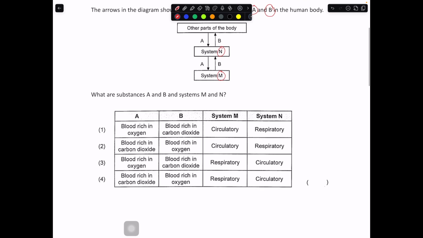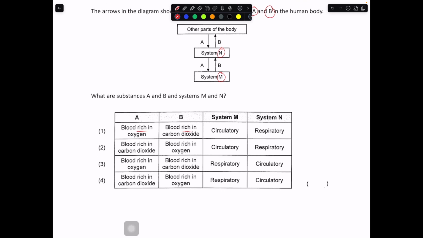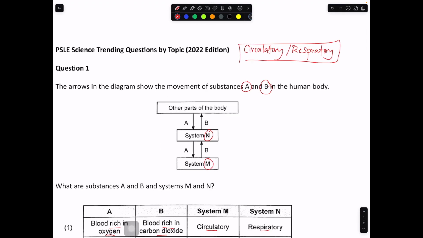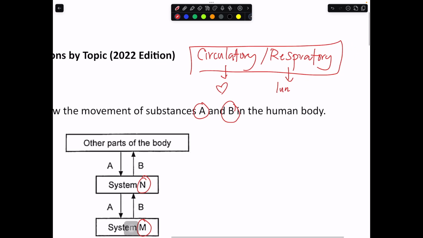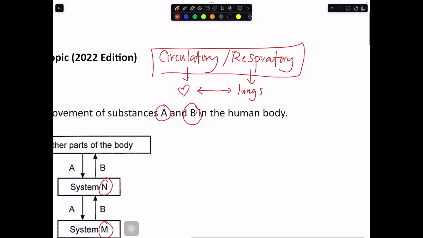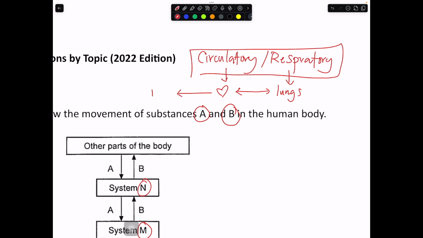And they give you a table. Then they tell you that they are rich in oxygen or carbon dioxide, and the systems given here are circulatory or respiratory. So over here, the main organ in the circulatory system is your heart. This is your heart. And the main organ of the respiratory system will be your lungs, and these two are connected to each other, and these two will connect to your body.